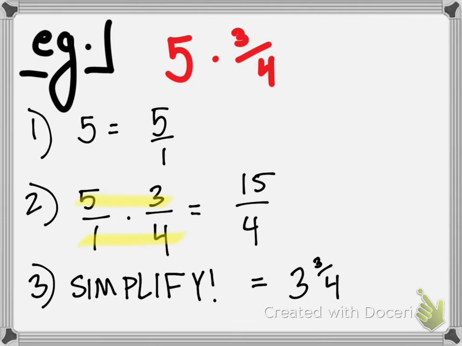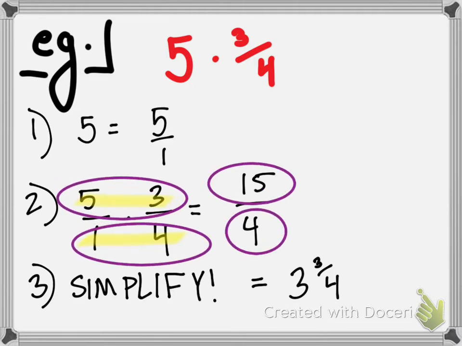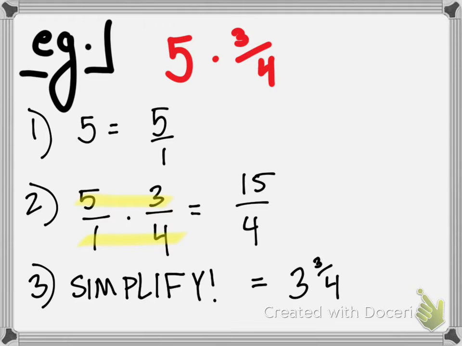But I have to make them both into fractions. Although making a whole number into a fraction is super easy. All I have to do is add a 1 underneath it. So the first step is we made it into a fraction. Making a whole number into a fraction is just as easy as putting it over 1. Then we across multiply here. We across multiply. And then we have to simplify. So we get an improper fraction. 5 times 3 is 15. 1 times 4 is 4. We get an improper fraction and I simplify it into a mixed number.